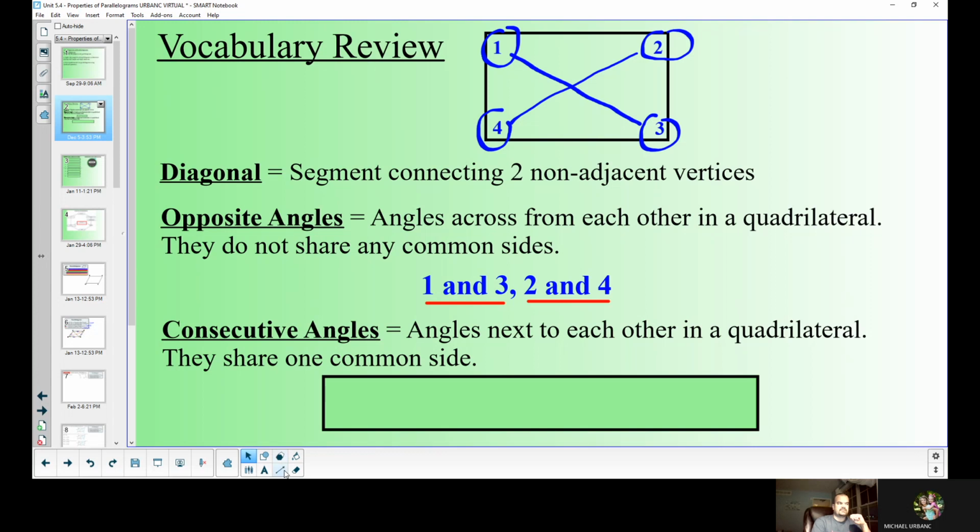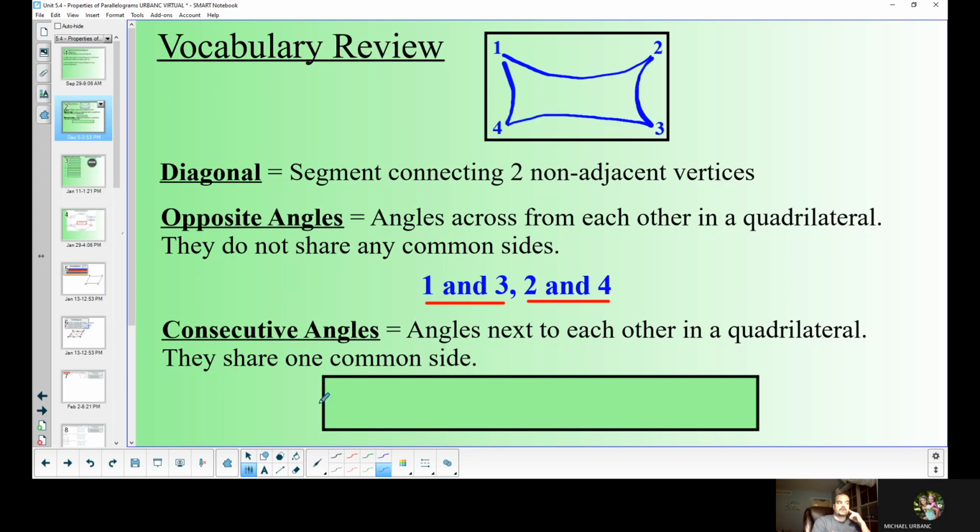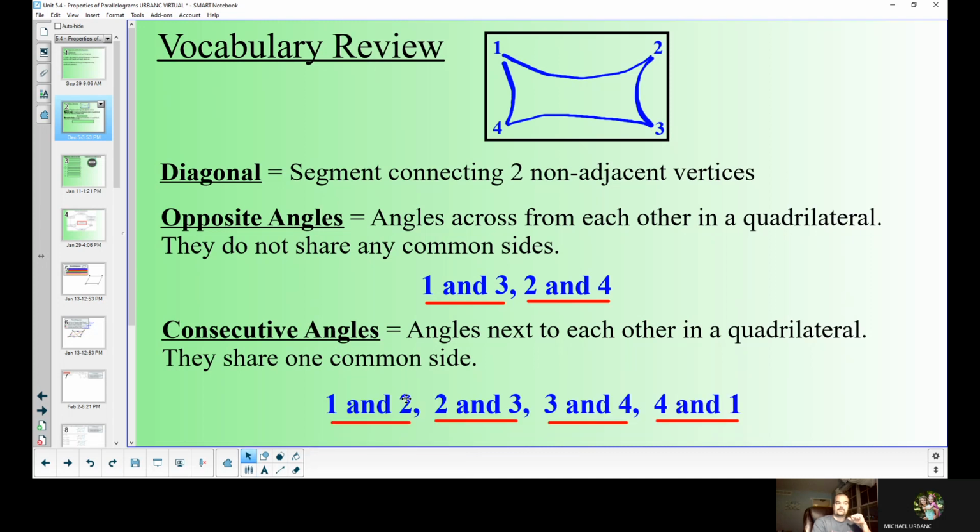And then we have consecutive angles. Consecutive angles are just angles that you can think of as being adjacent to each other. So they share a common side. So for example, angle 1 and angle 2 are consecutive angles. Angle 2 and angle 3, angle 3 and angle 4, and angle 4 and angle 1. And so you have 4 pairs.